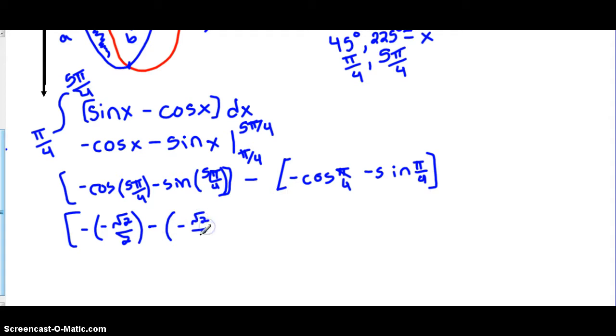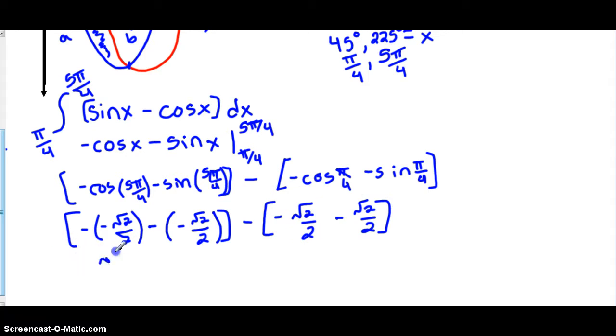Okay? Now I'm going to subtract, and cosine of pi over 4 is just root 2 over 2, but I have this negative in front of it, so it's going to wind up being negative root 2 divided by 2. And then subtract again, bring down that negative. Sine of pi over 4, again, is root 2 divided by 2. I keep all these parentheses here, though, because this negative has to distribute.